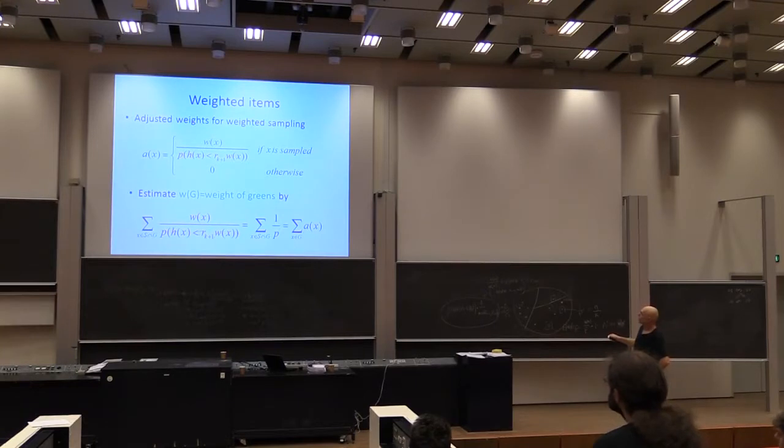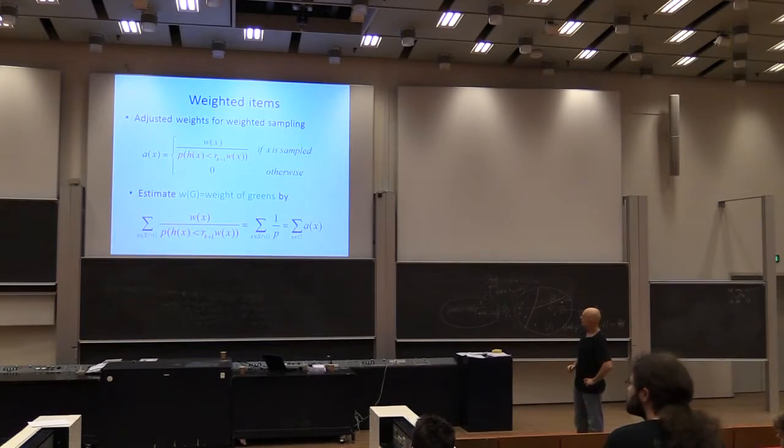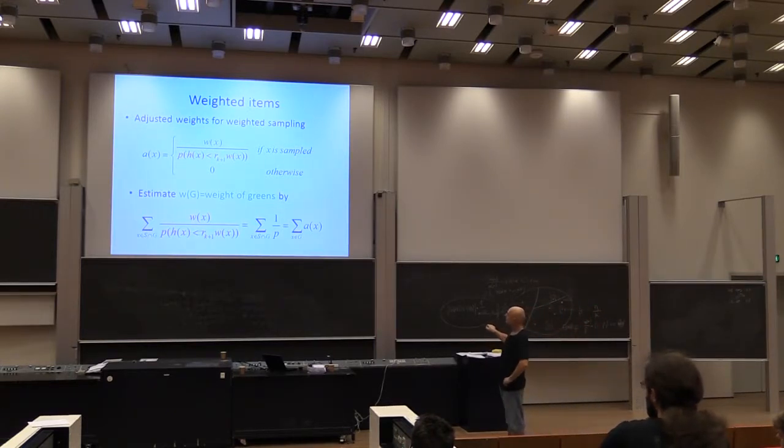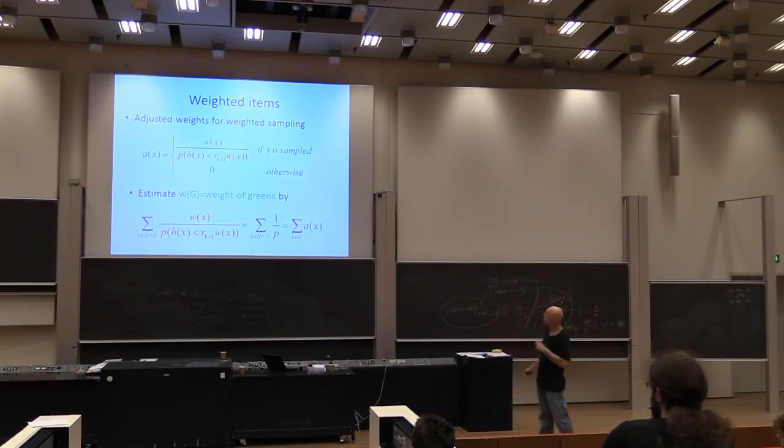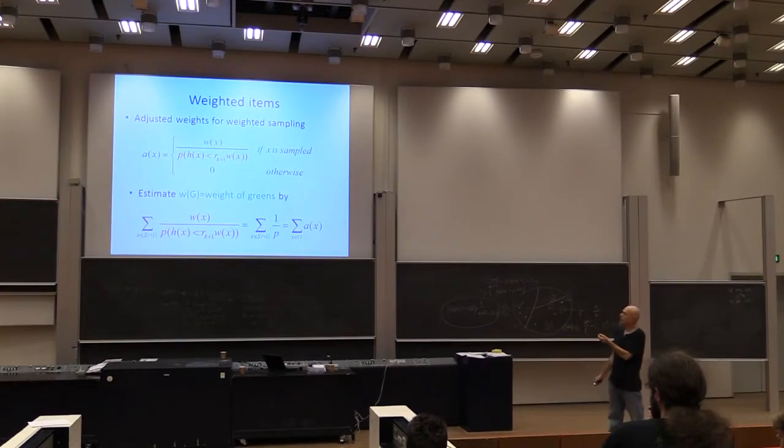Okay, so the weight divided by the inclusion probability, which changes now when the items are weighted. And if x is not in the sample, it's 0. And again, I look at my sample, and I sum the adjusted weight of all the green items in my sample. And this is going to be an unbiased estimator for the total weight of the green items, which would have much less variance than the previous one.